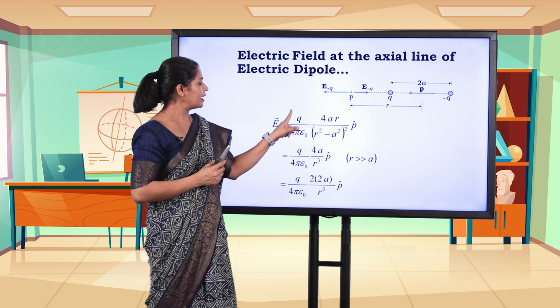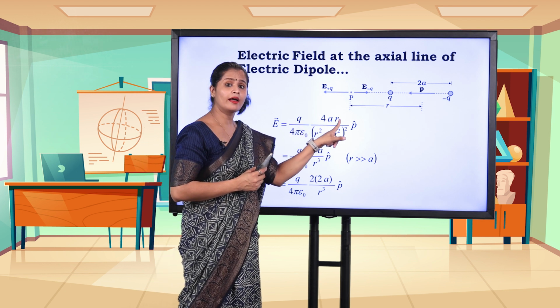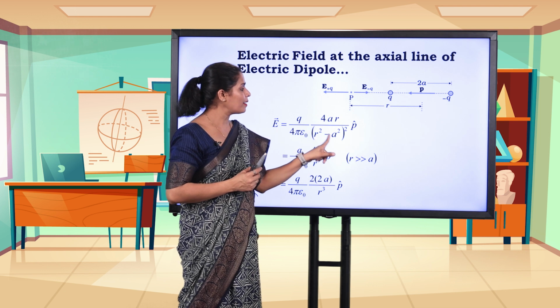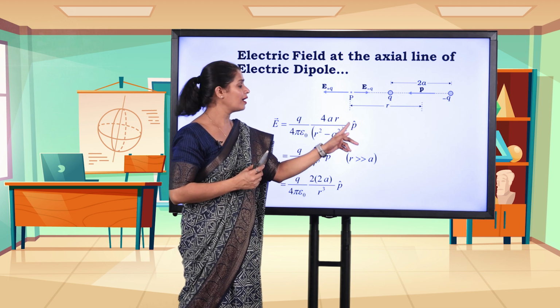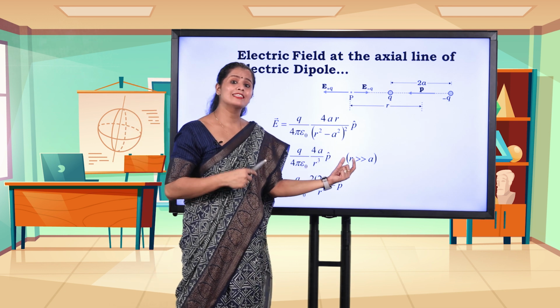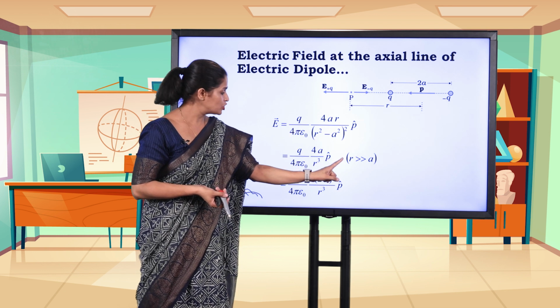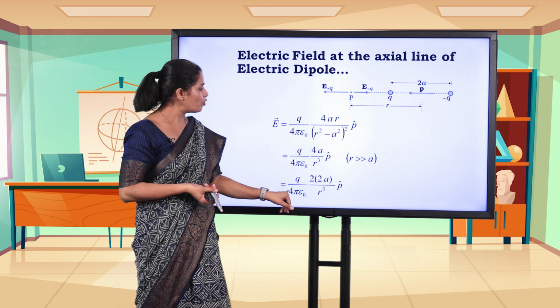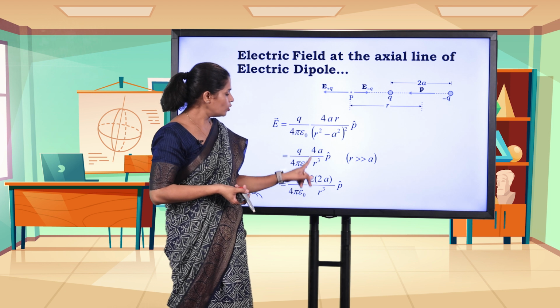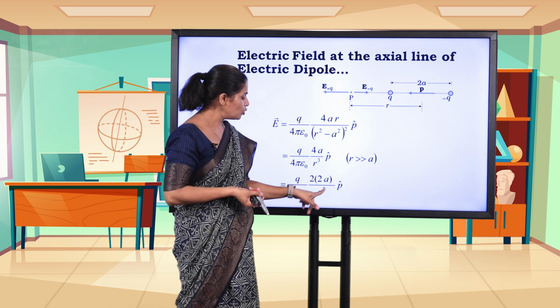After solving, we get 1 upon 4 pi epsilon naught q, 4ar upon (r square minus a square) whole square, p cap. If this distance r is much larger as compared to the distance between the charges, then it will be 1 by 4 pi epsilon naught 2, and we can write this 4 as 2 into 2a, upon r cube, p cap.